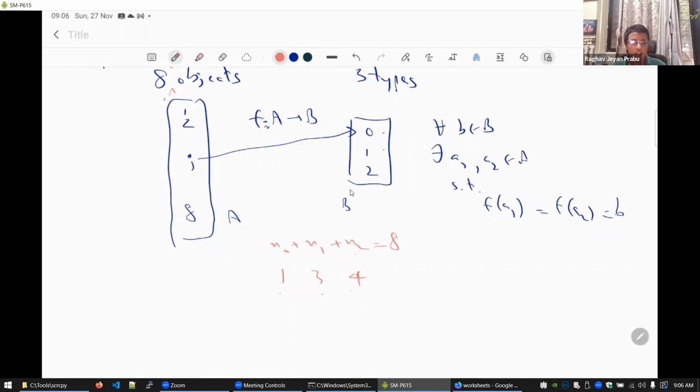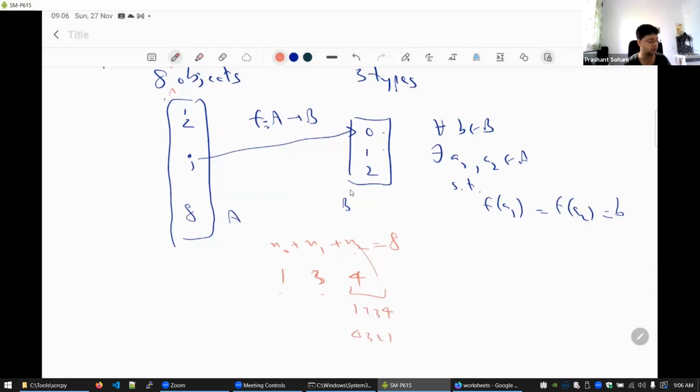Sure. So can't we just multiply by 8 factorial? No, the thing is ordering. For example, within these 4 objects which are choosing type 2, the order doesn't matter, right? If 1, 2, 3, 4 are all choosing the second type versus 4, 3, 2, 1, they are still in the same bucket. So the order within the type doesn't matter. So it is not just about arranging them on a straight line, right? No, I don't get it.